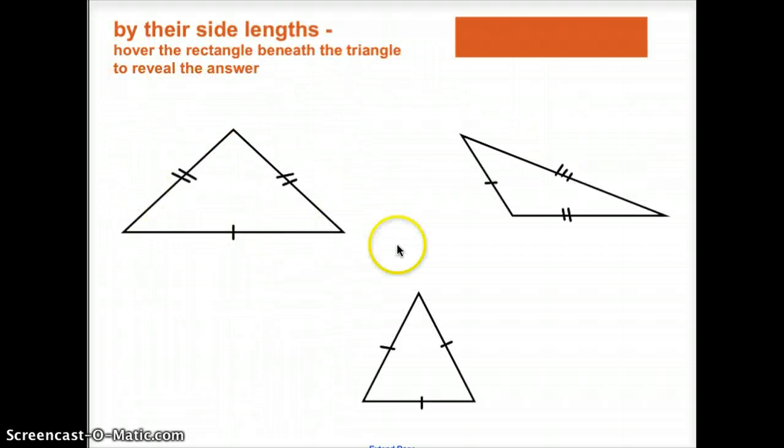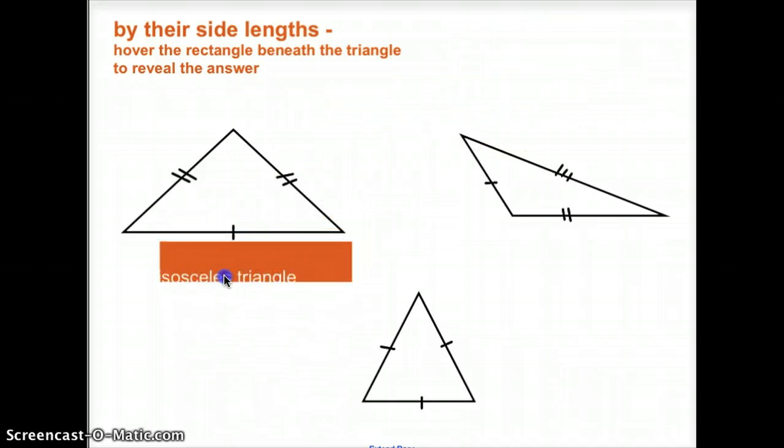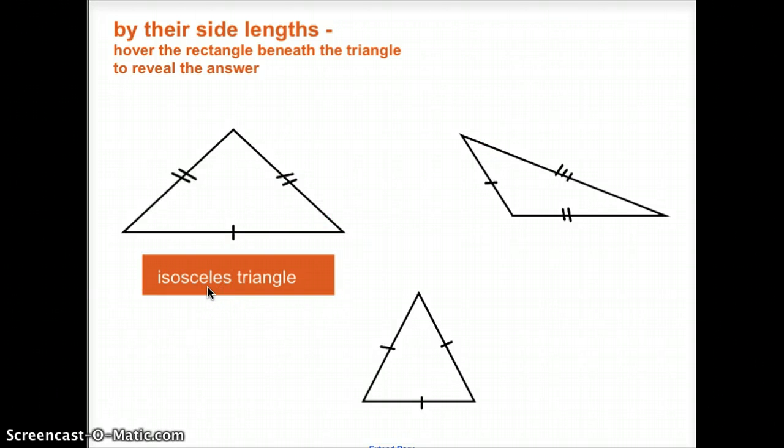So this triangle right here, if you look at these little tick marks, sometimes they're called hash marks, right here there's only one. That means that is its own side length, and it's different than this because this one has two of those tick marks. Because both of these have two, that means this side and this side are exactly the same size. So if a triangle has two equal sides, we call that an isosceles triangle. Got to learn how to spell that one. That's the hardest one to spell. So that's two equal sides, isosceles triangle.